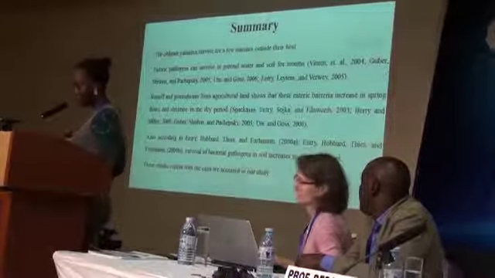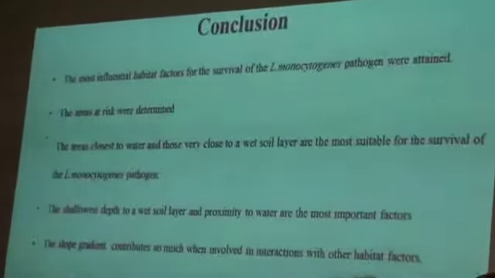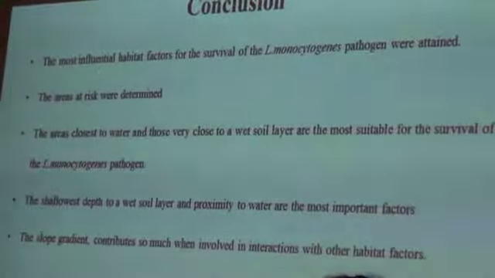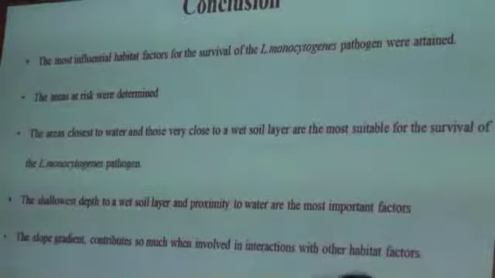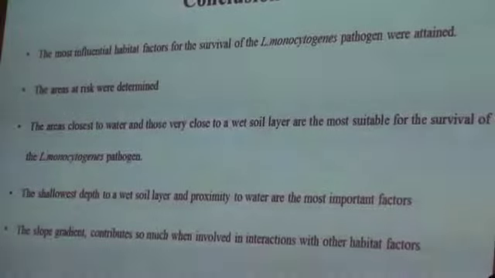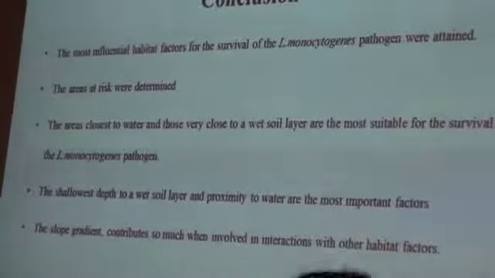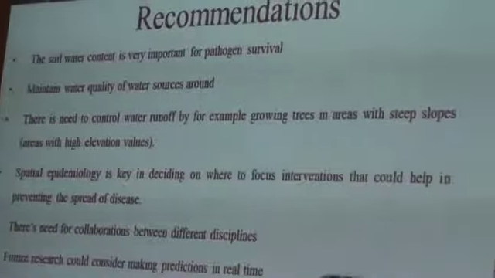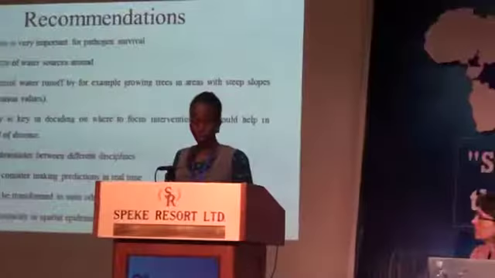So in summary, we've seen the most important variables, we've seen the areas at risk, because from that map, the people there will know that in this county, we have to be careful. In New York State, we considered it because so much farming is carried out there. So the farmers will be very careful when they are irrigating their crops from the water around, because I've already mentioned that water contributes a lot to the survival of the pathogen. The recommendations were to treat their water. Because of the slopes, there's need for collaborations.